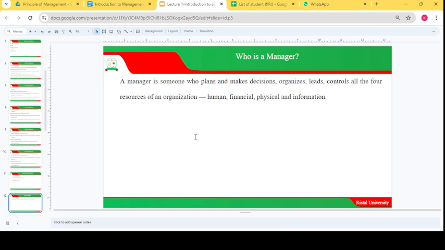Then let's look at who is a manager. A manager is someone who plans, makes decisions, organizes, leads, and controls all four resources of an organization. We have the human, financial, physical, and the information.